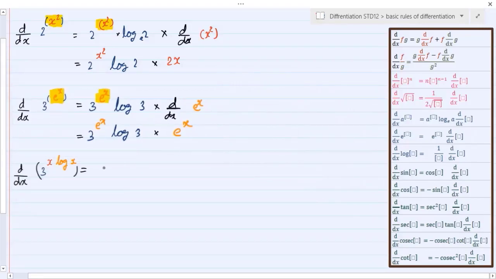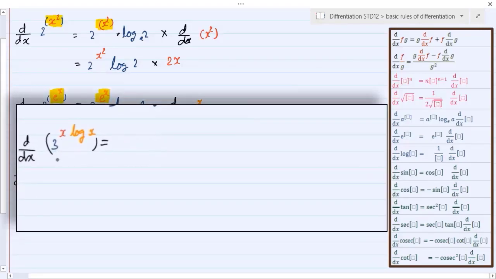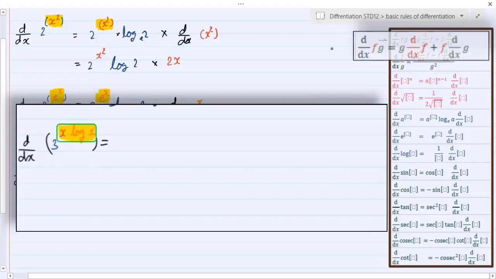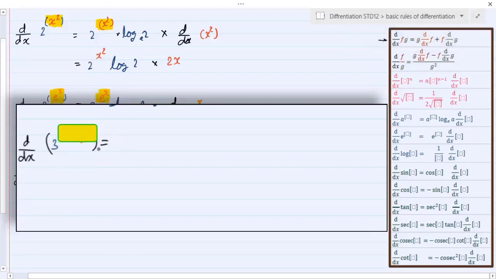Now in this question we have to differentiate 3 raised to x log x. As you can see, x log x is your inner function. So let's consider a box around it and apply the chain rule. But when we differentiate this term, we should apply the multiplication rule. Okay, let's do it.